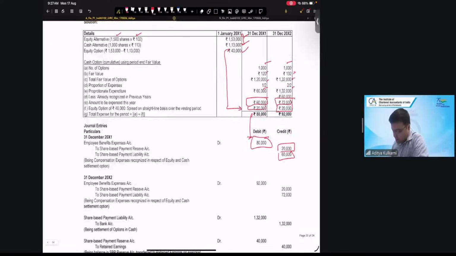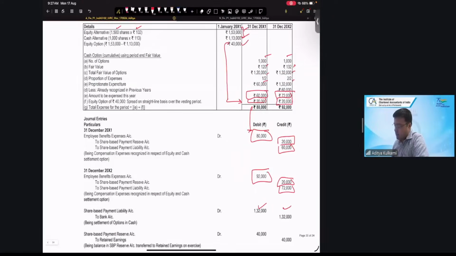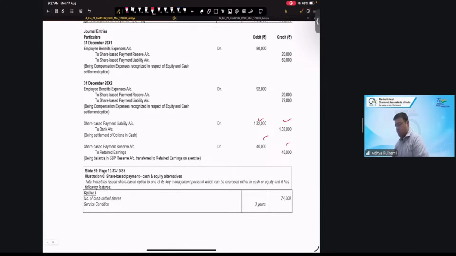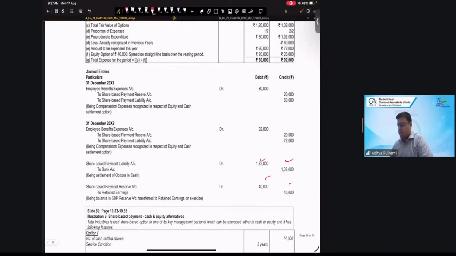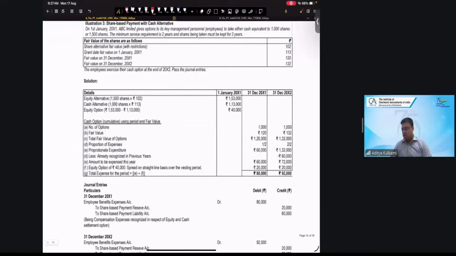Next, 31st December X2, 92,000, SBP reserve 20,000 and then 72,000. Next, SBP liability account debit 1,32,000 to bank, settlement in cash. Then balance in SBP reserve, move it to retained earnings. Okay, so that is about your compound instruments, SBPs with a cash alternative.